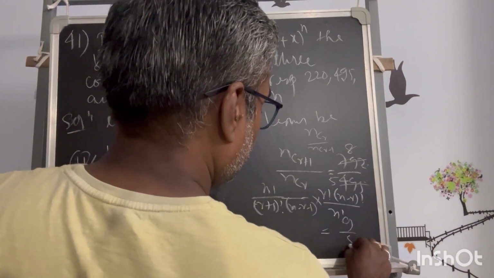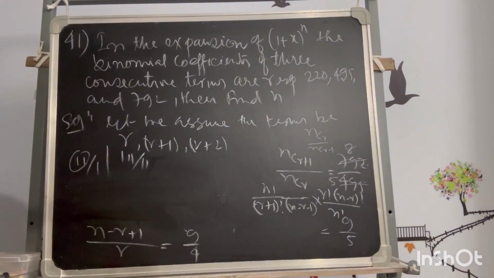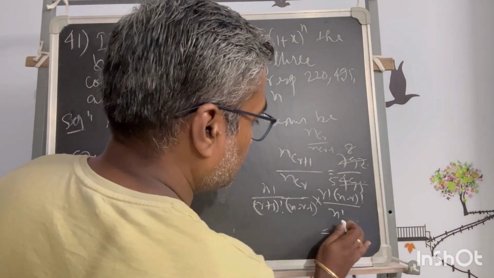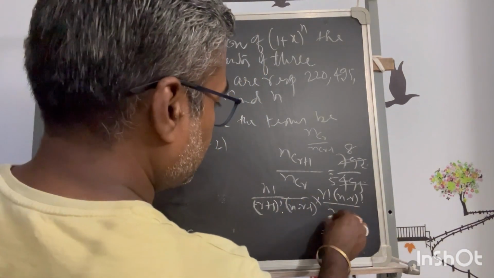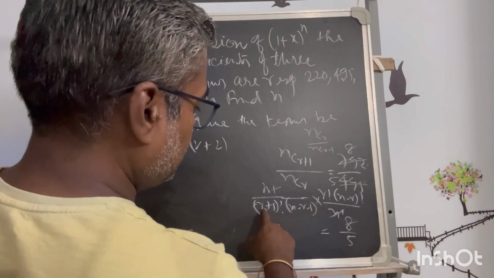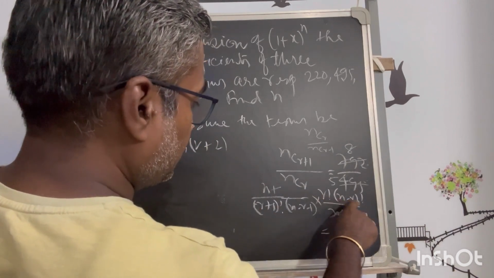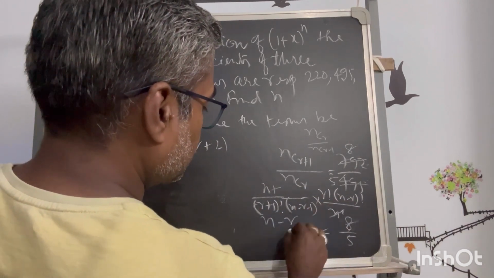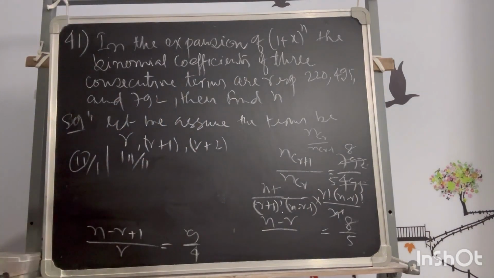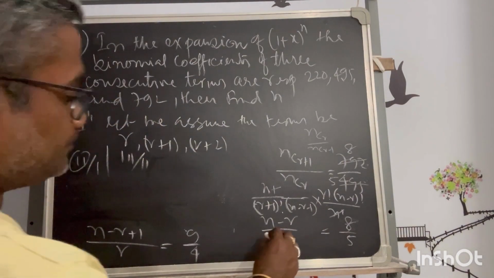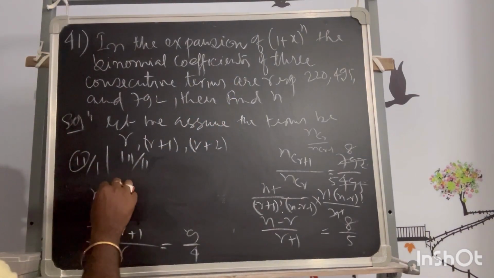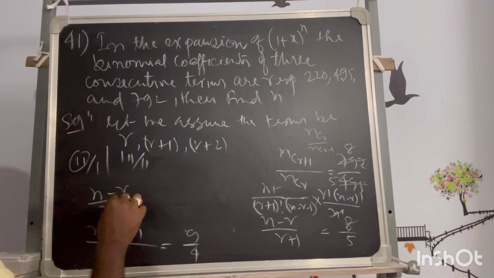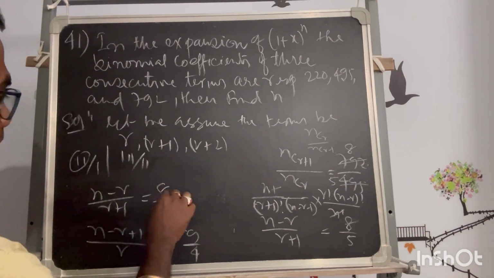Yes, 5. So, 8 by 5. What else will be there? Factorial will come out. At the top, n minus r will be the higher value, and below it will be r plus 1. So this will be another equation, n minus r and r plus 1, 8 by 5.